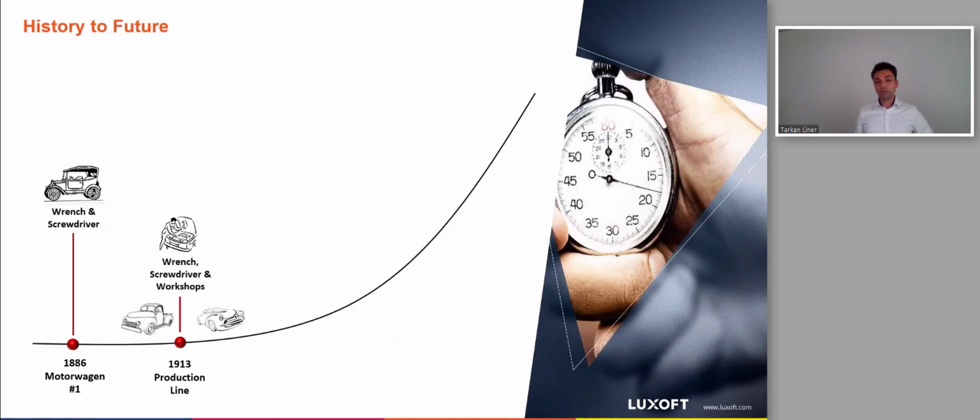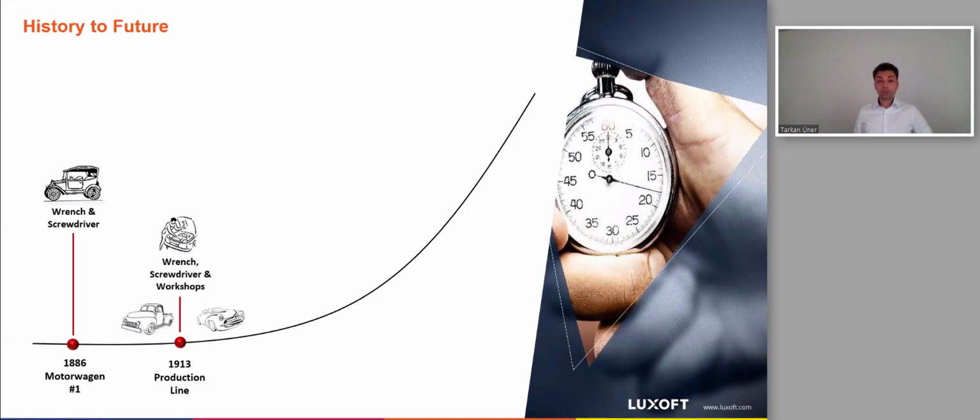A few years later, in 1913, Henry Ford invented the first assembly line. This was the start of vehicle mass production. While the number of vehicles on the road increased, the technical complexity did as well. More cars, more complexity. The workshops were born there, so the vehicle owner had a place where they could bring their cars in case something got broken.